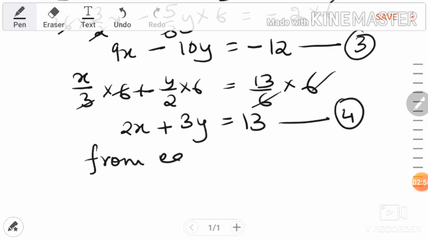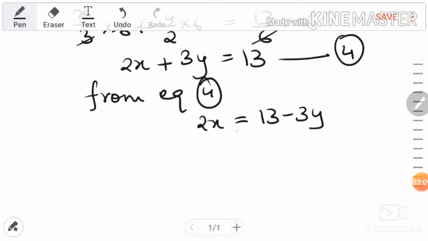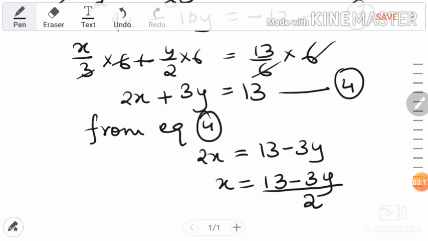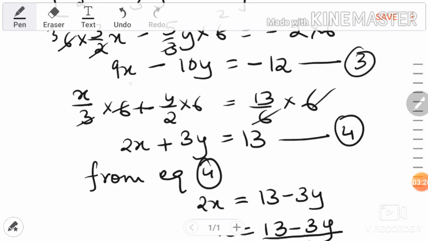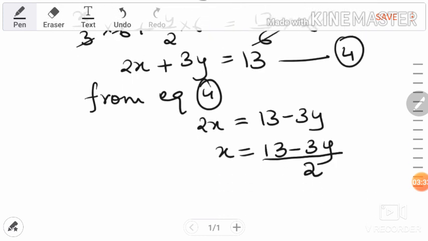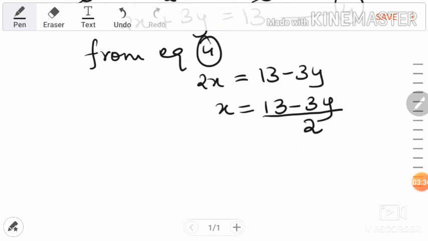From equation 4, 2x will be equal to 13 minus 3y. So x will be equal to 13 minus 3y divided by 2. Here I will get a denominator in the value of x because x has a coefficient. Even if I try using the third equation, I will get a denominator. So I have to work with this value.